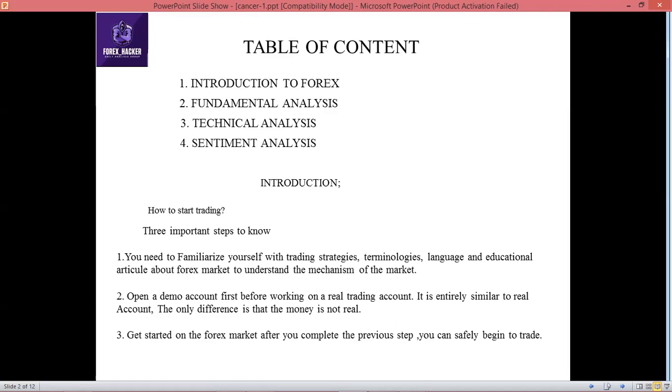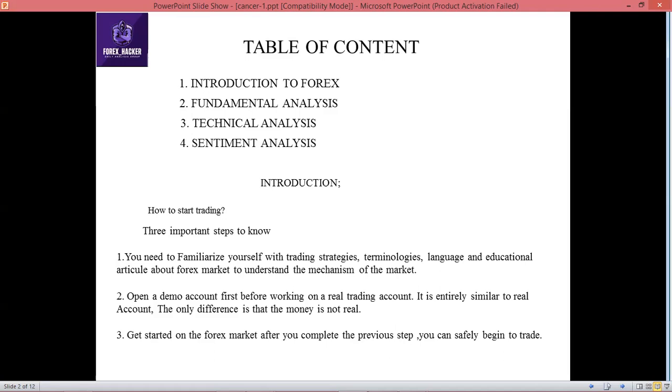You need to familiarize yourself with terminologies. It's like language. If you don't understand the language the people outside speak, and you're trying to live among them, you find living very hard. Same thing with Forex. You need to understand the terminology and language. You need to understand what the market is telling you in particular. And read educational articles about the Forex market to understand the mechanism of the market. Educational articles means you must know how to interpret Forex news.